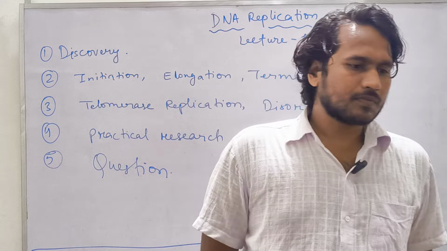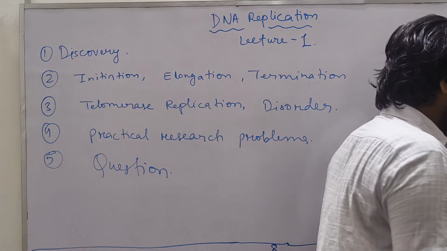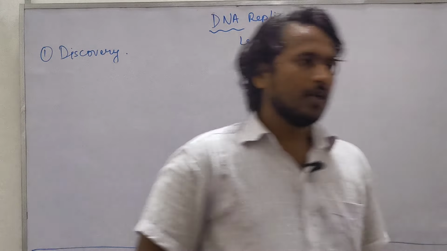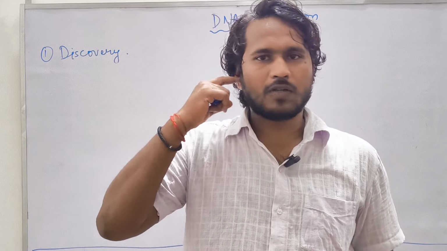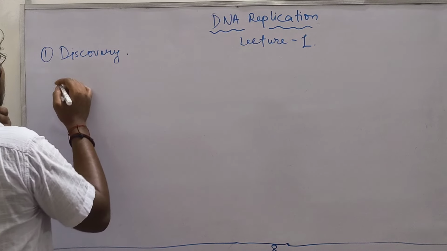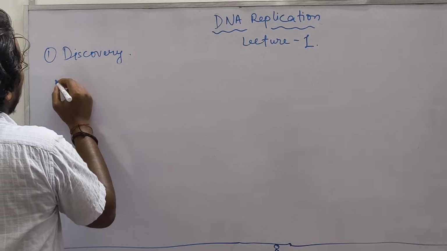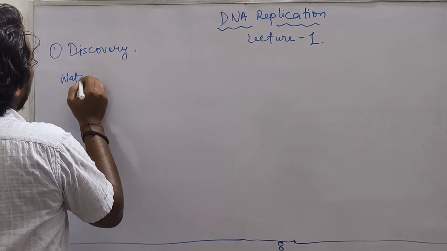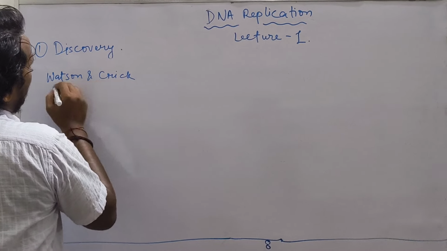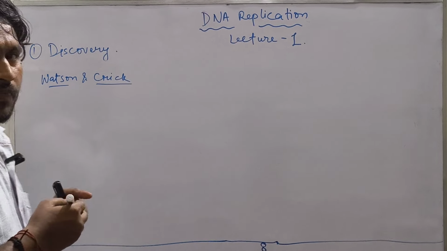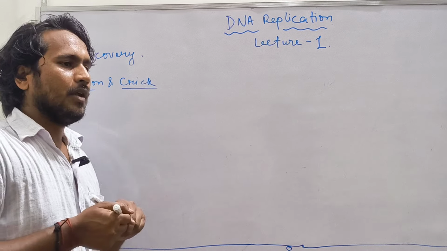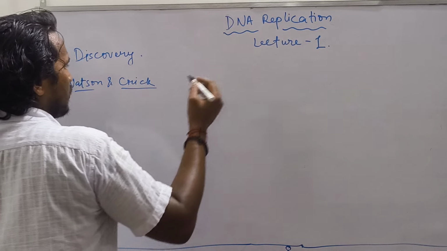Now we'll see. The discovery is something in which we will discuss how they found DNA replication. Watson and Crick gave the DNA structure. So there are a few things we have to understand and remember; I will write them here, and you also copy.